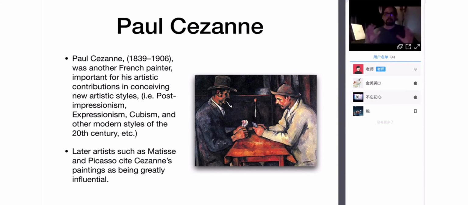So, as I said, we've got 4 artists here. Cezanne, Paul Cezanne, French painter, important for his artistic contributions in conceiving new artistic styles. So if Manet was the last of the Impressionists, somewhere between the Impressionists and Post-Impressionists, Cezanne was the first of the Post-Impressionists.